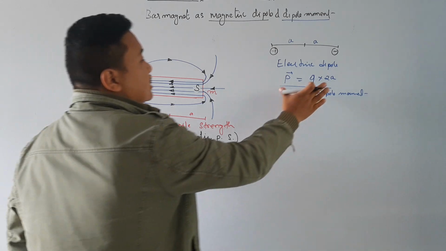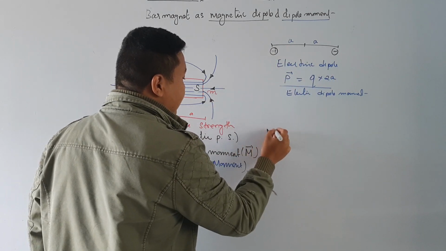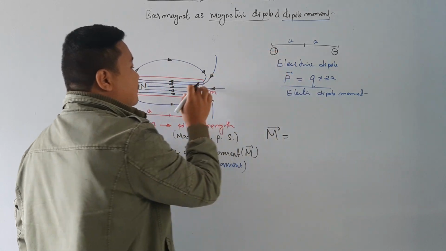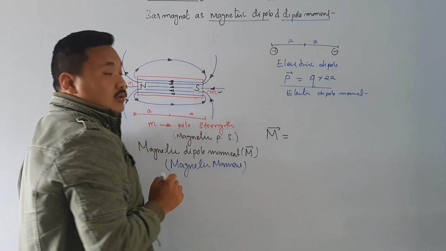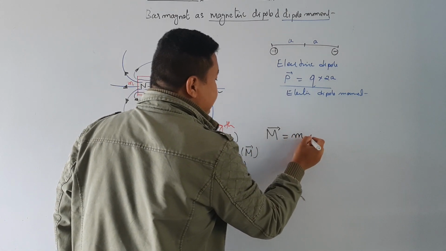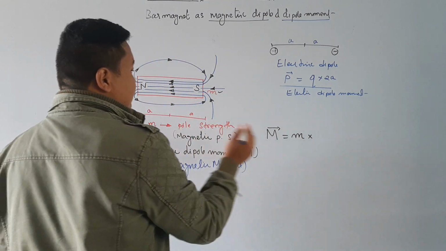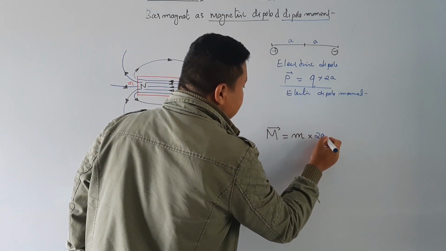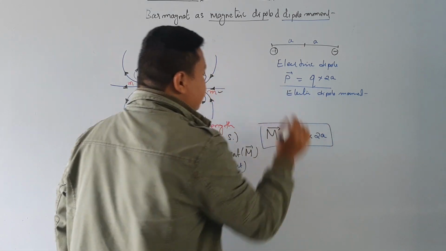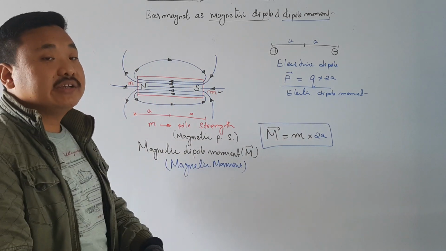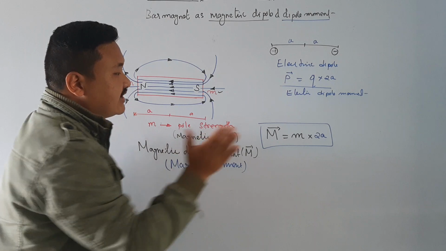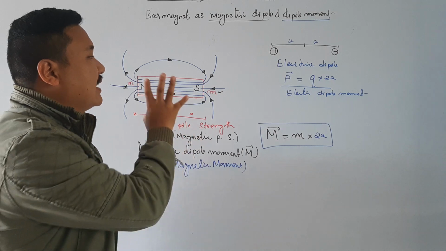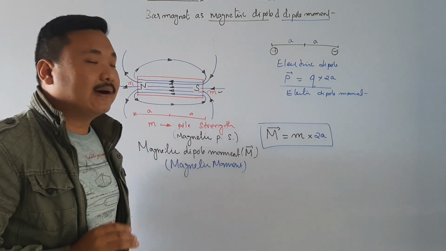So analogous to this equation, what we can write now is M vector is equal to charge. Instead of charge I have got poles, and poles have the pole strength, this is my m, into the distance between these two poles, which is A and A, that is 2A. So this is my magnetic dipole moment for a bar magnet. Please remember this is for a bar magnet, not for any other magnetic material. This is for only the bar magnet.